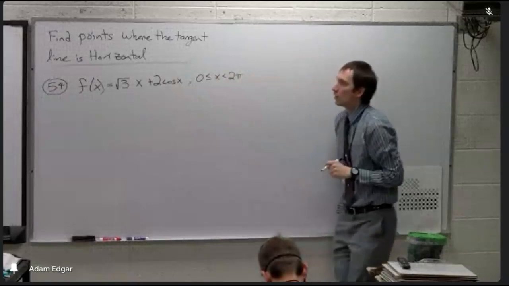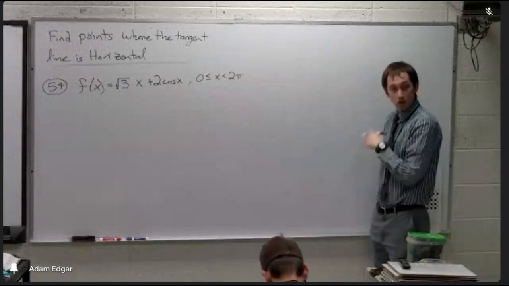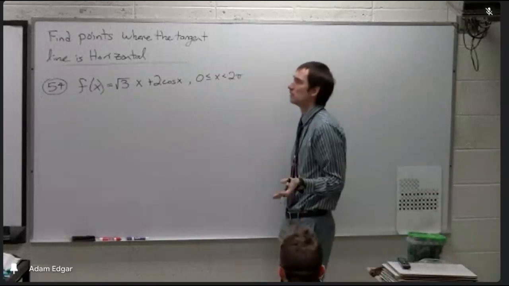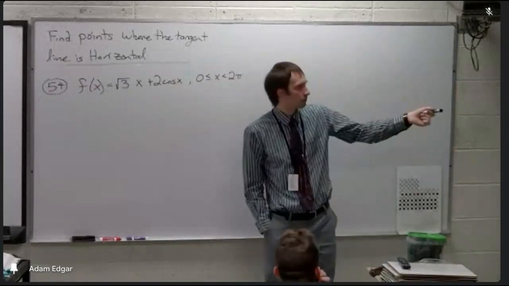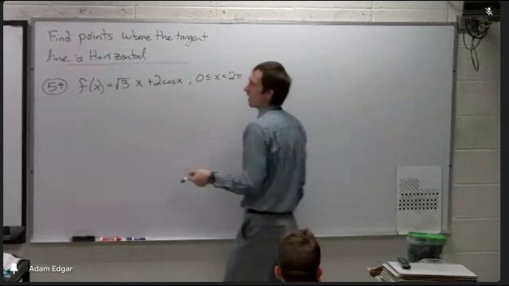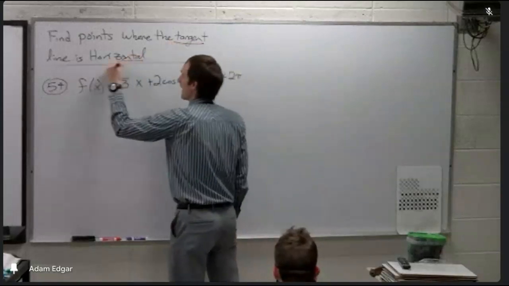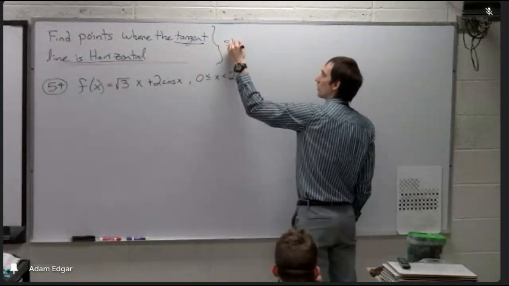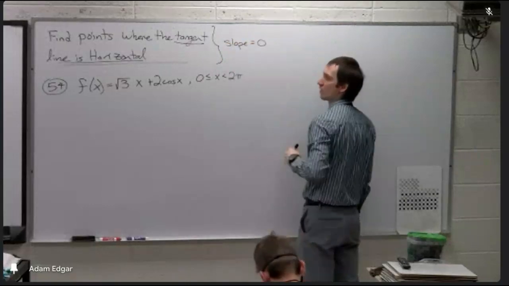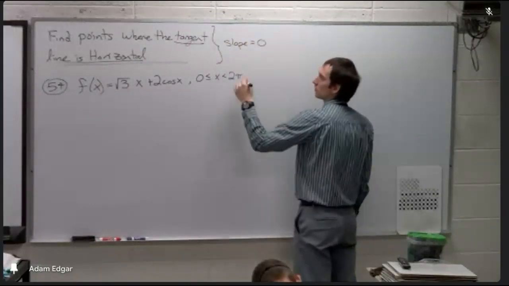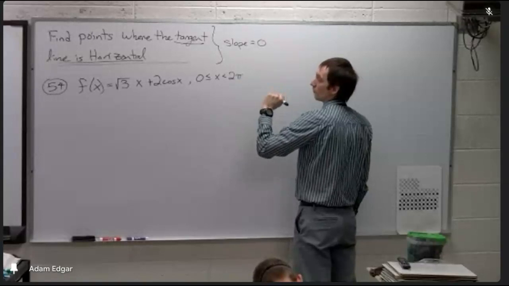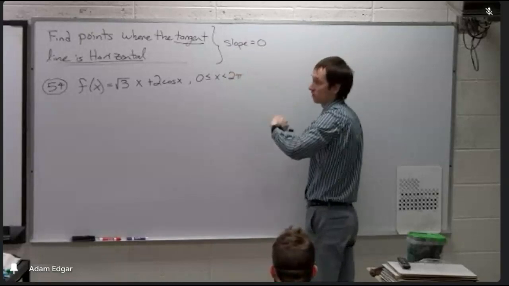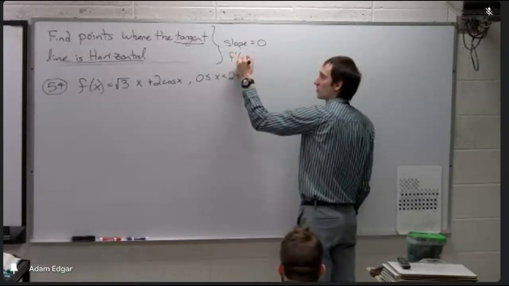So if we want to find out on any graph ever where is the tangent line going to be horizontal? Think back to the warm-up. If the tangent line is horizontal, what does that mean about the slope of the graph? Slope is 0. And if the slope is 0, what does that mean about the function? Or rather, its derivative. It's 0. So the slope is 0 if you have a horizontal tangent line. By extension, that means the derivative is 0.